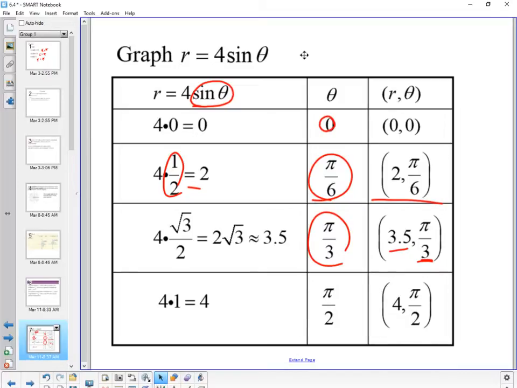I would just pick a few that I know, like your 30 degrees, your 45 degrees, your 60 degrees, your quadrantal degrees, all those different ones that you kind of know what they are, because they're going to be easier to come by.